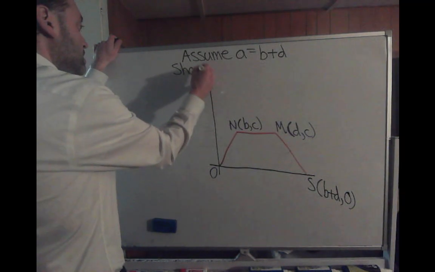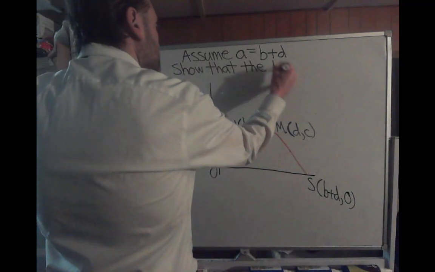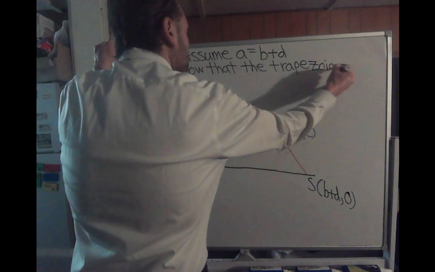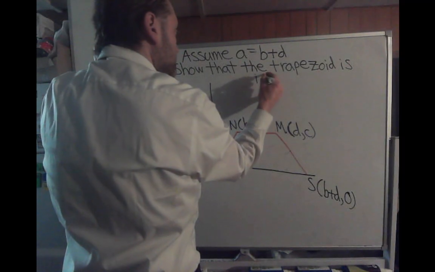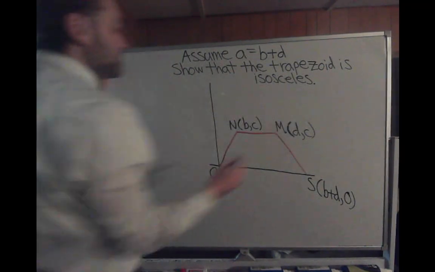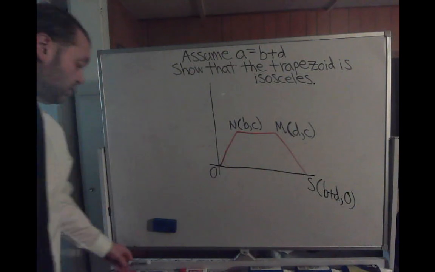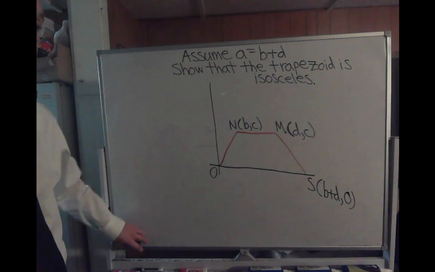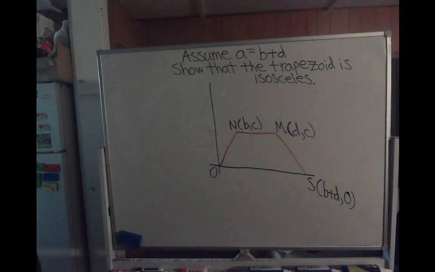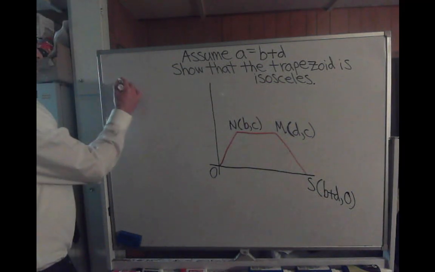Show that the trapezoid is isosceles. Alright, so we want to show that this in fact is an isosceles trapezoid. Well, what is an isosceles trapezoid? It's a trapezoid in which both of its legs are congruent to each other, right? So what does that mean? We need to find the distance between each one. So why don't we do ON? We'll start with ON.